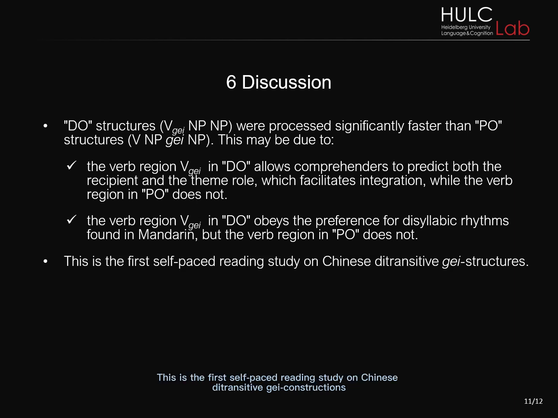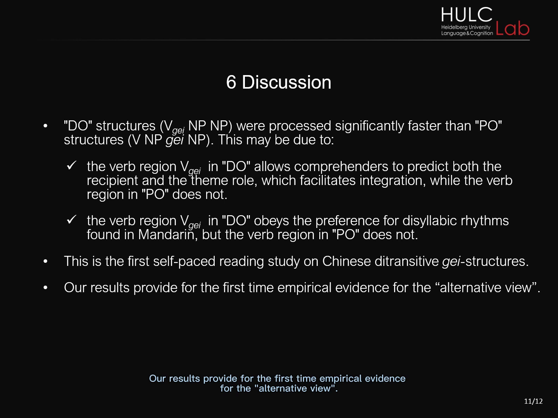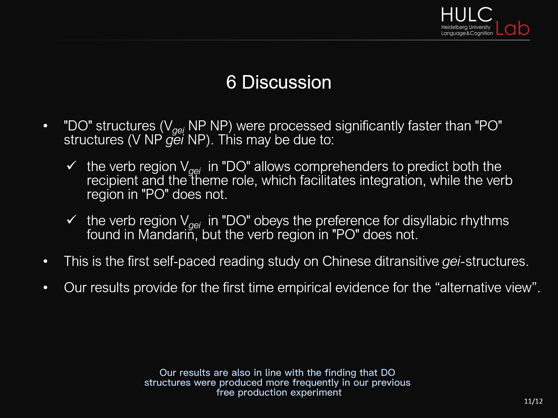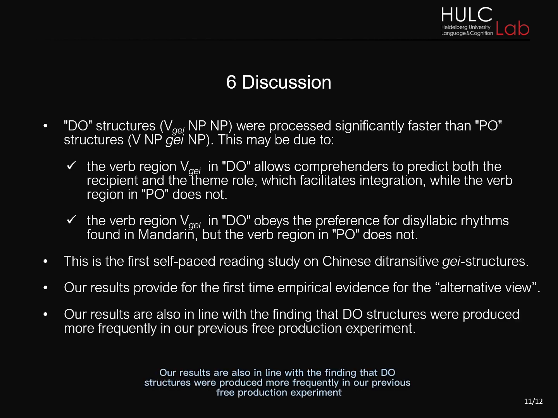This is the first self-paced reading study on Chinese ditransitive gei constructions. Our results provide for the first time empirical evidence for the alternative view. Our results are also in line with the finding that DO structures were produced more frequently in our previous production experiment.